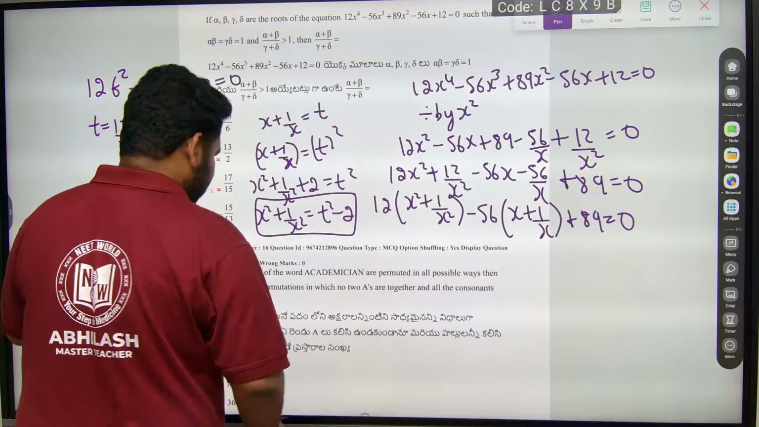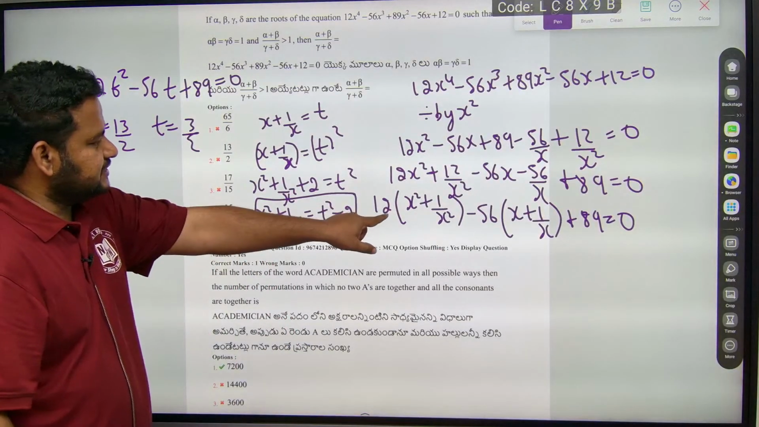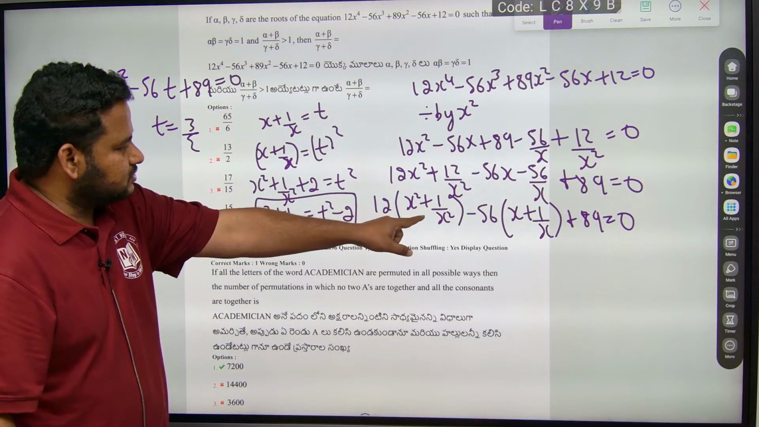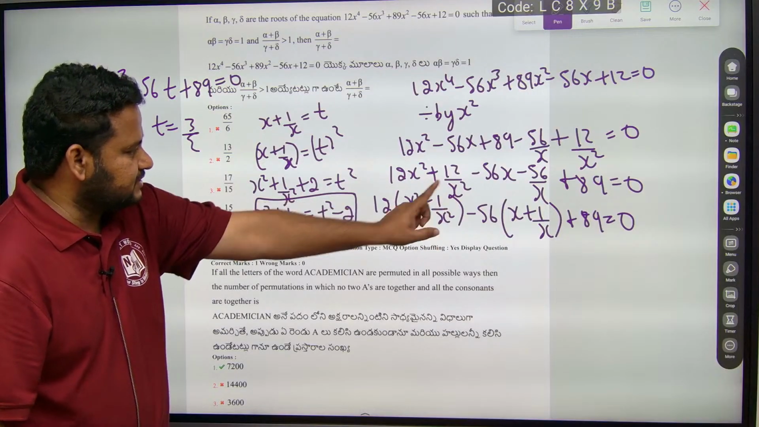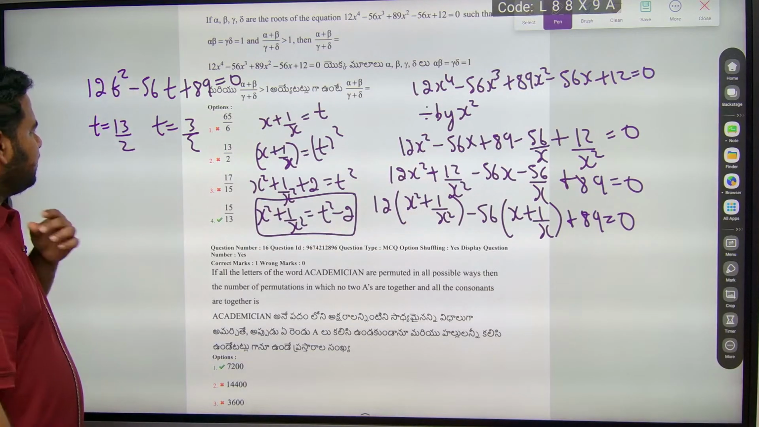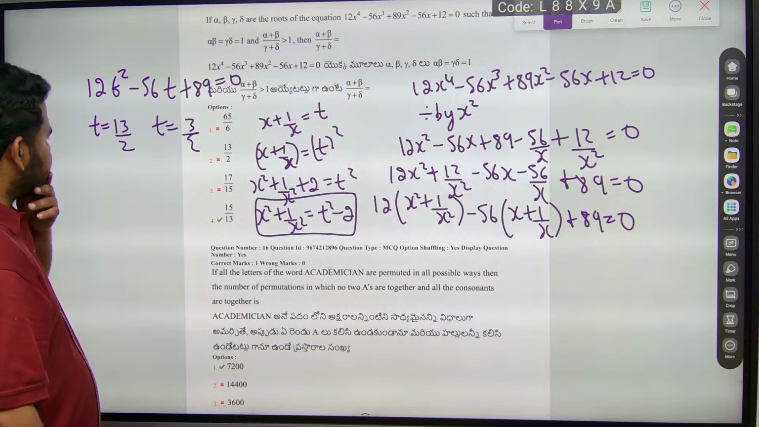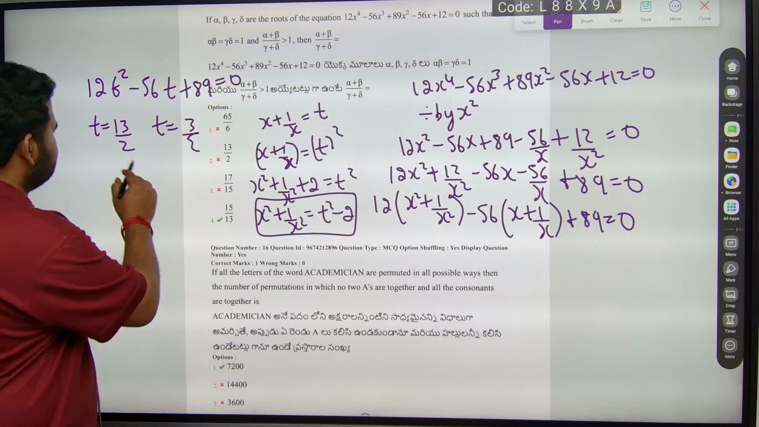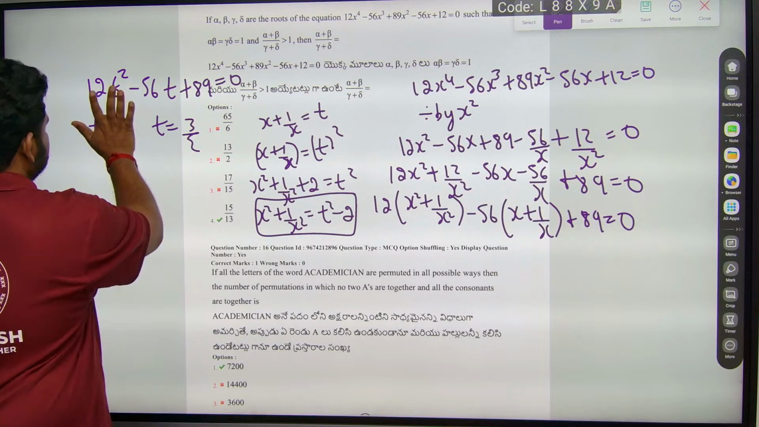So let us resume. Where we had left off: 12 into x square plus 1 by x square, minus 56 into x plus 1 by x, plus 18. So this will actually not be 13 by 2. Let us have a look at this.